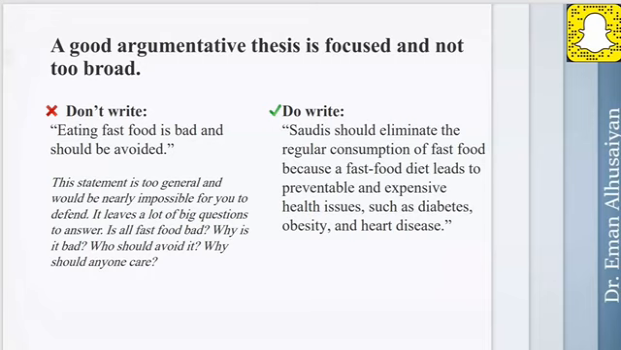Let's go back to the so what test. What is the so what test?